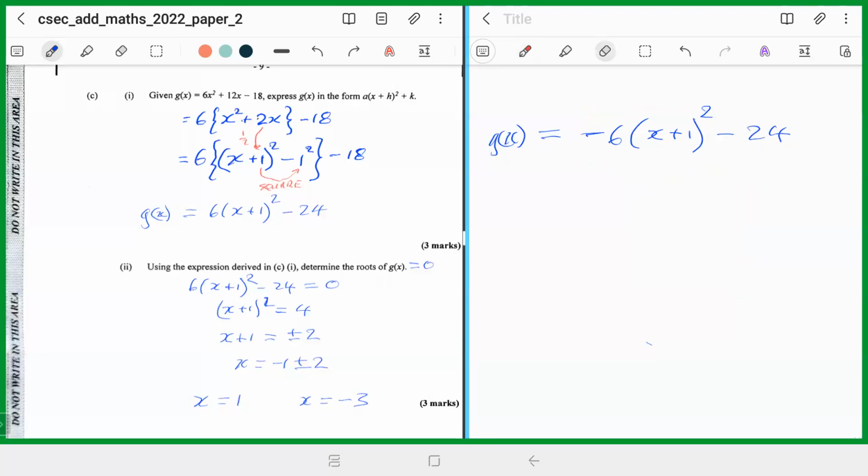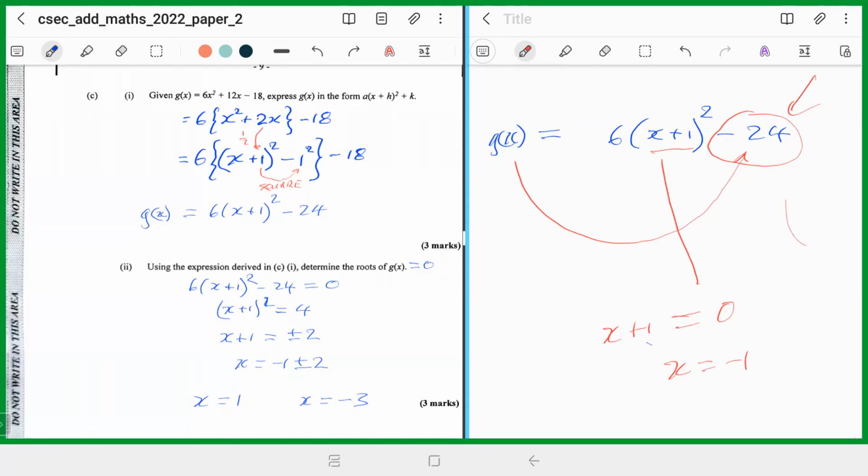And remember, another thing which I ask you sometimes. This is your minimum. The function, g of x, is equal to this when this part is equal to 0. Good? The function is equal to negative 24, which is the minimum value, when the term in the bracket is equal to 0, when the x plus 1 is equal to 0. That is when x equals negative 1. So the function can be equal to this value out here when the bracketed term is equal to 0.